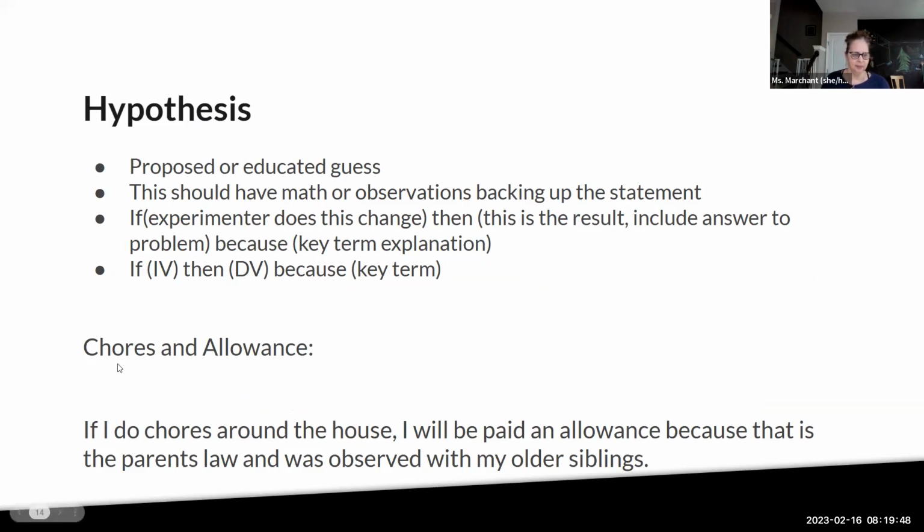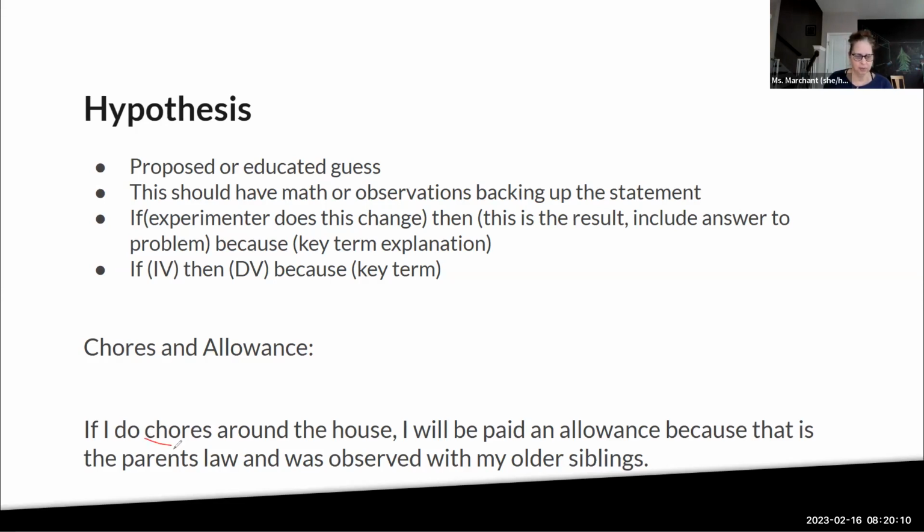Okay. So if I do chores around the house, I will be paid an allowance because that is the parent's law and was observed by my older siblings. Obviously, that is not a parent's law. Your guardian can do whatever you want there. But in terms of this household, they considered that the law, so they use that for the key term.